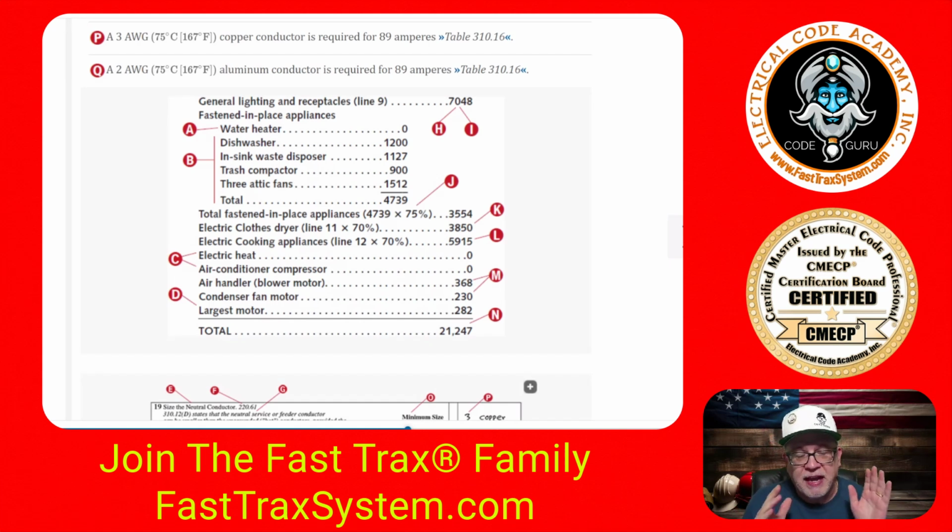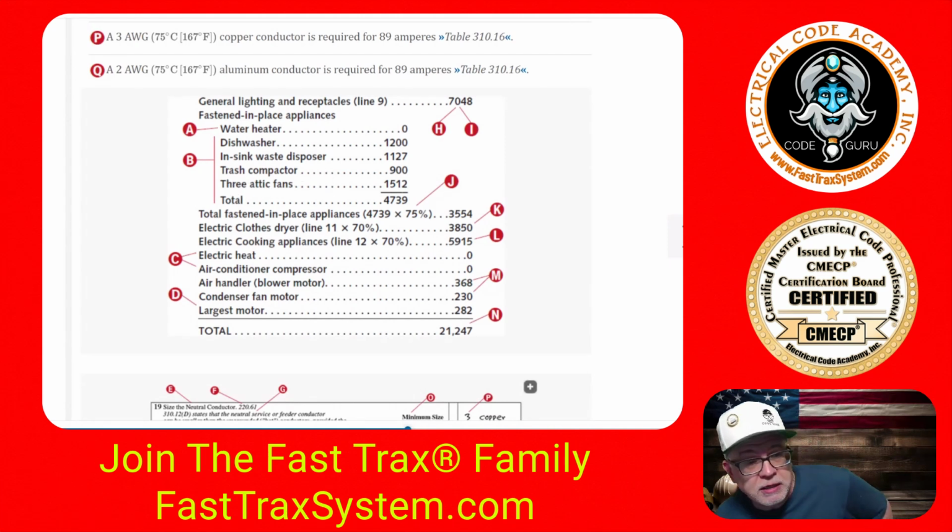When it's talking about fastened in place appliances, and we're not talking about dryer or cooking, it's totally separate. We have rules for that separately. In our case here, you see there's a dishwasher, which is 120. You have an in-sink waste disposer. You had a trash compactor, and we had 3 separate attic fans, all of which are neutral contribution loads, okay? So we added all of them up.